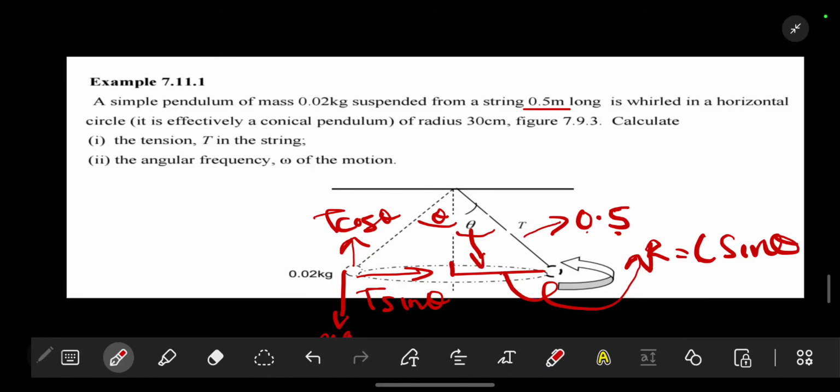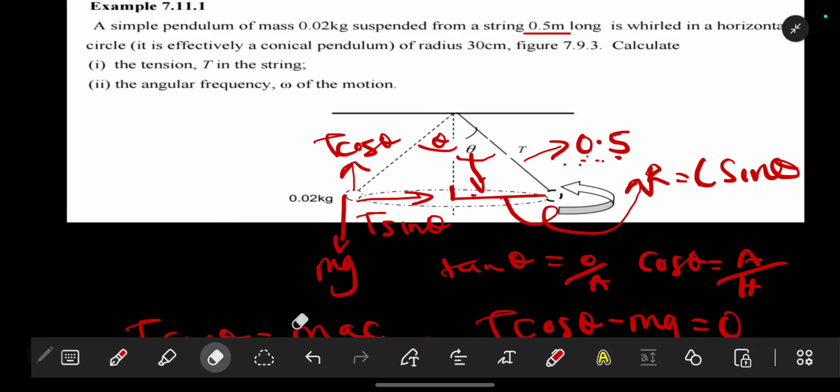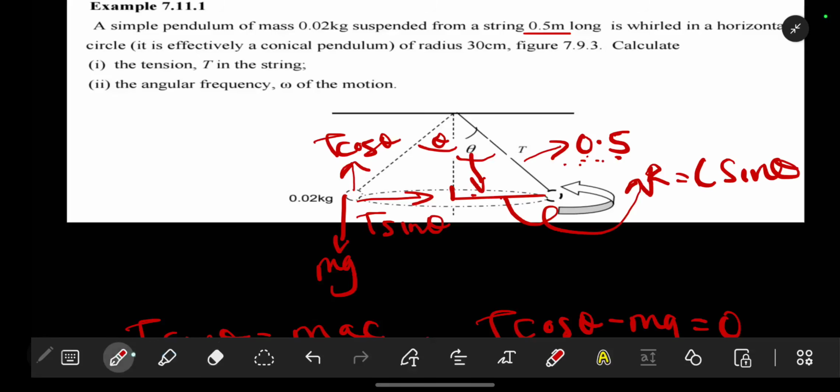So when you find the radius, you are able to find the angle. Why is that? Because you can use any trigonometric ratio. You know that tan theta is equal to opposite over adjacent. Cosine of theta is equal to adjacent over hypotenuse. You can use any of the trigonometric ratios if you know two sides. So that is what we are going to do.